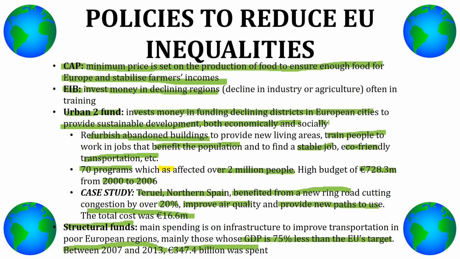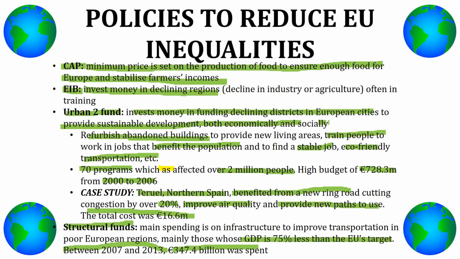The next one, the EIB, the European Investment Bank, they basically invest money in declining regions. So those that have a decline in their industry or agriculture, depending on what dominates the economy there. Often in training, so if there's a decline in agriculture, the primary industry, or manufacturing in the secondary industry, the European Investment Bank invests money for the population to be trained for jobs in tertiary and quaternary industries, so services like banking and medicine and finance.